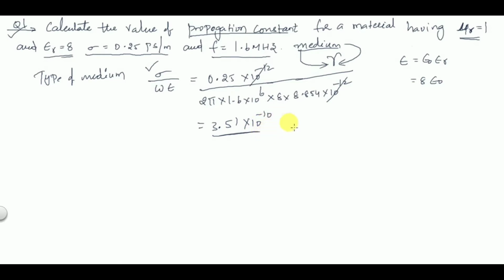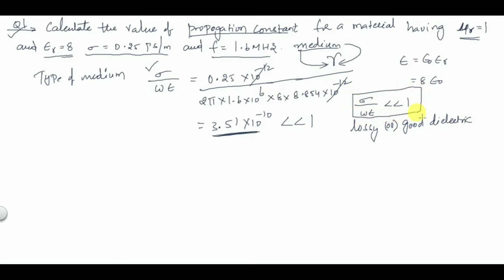So 10 to the power of minus 10 is a very small value, right? This value is very much less than 1. Yes or no? So sigma by omega epsilon is very much less than 1. So what is that medium? Then it is a lossy or good dielectric medium.